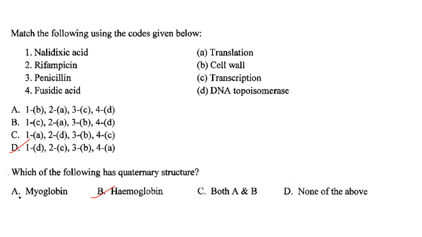Then which of the following has quaternary structure? So hemoglobin has quaternary structure, whereas myoglobin has tertiary structure. So answer is option B.